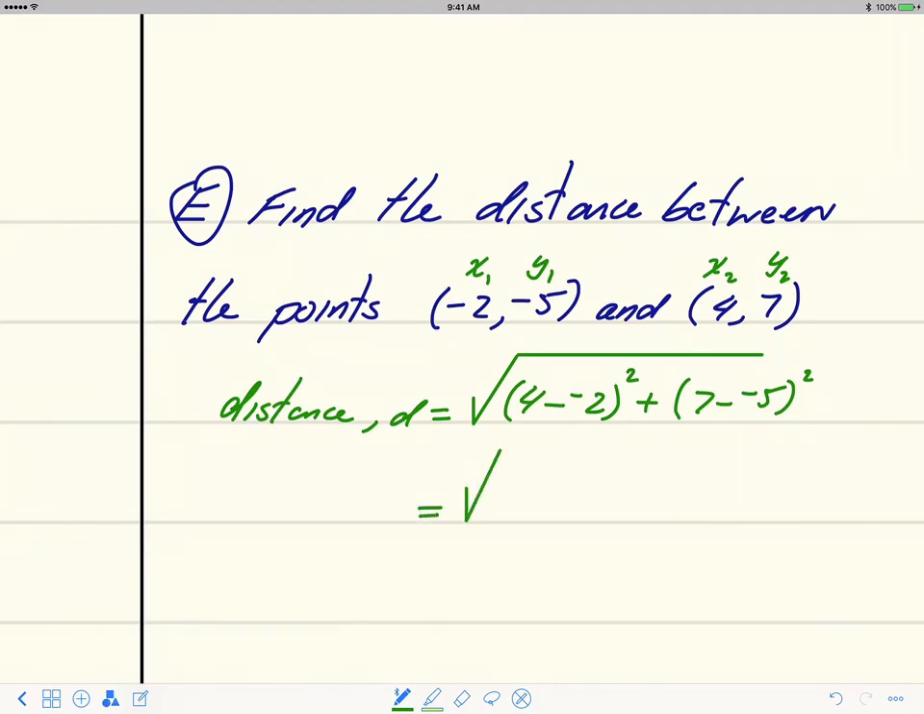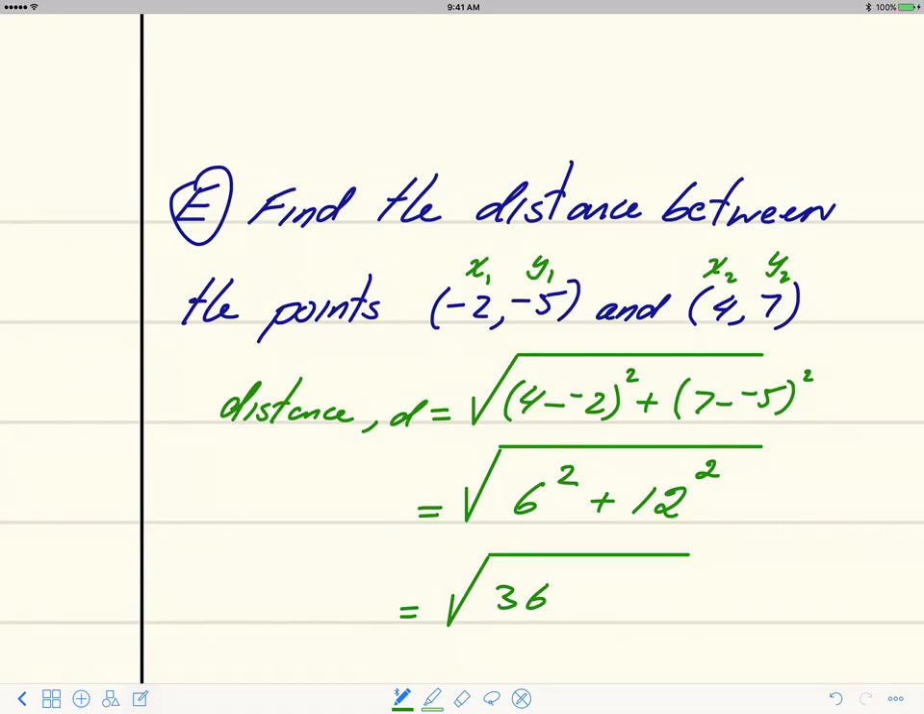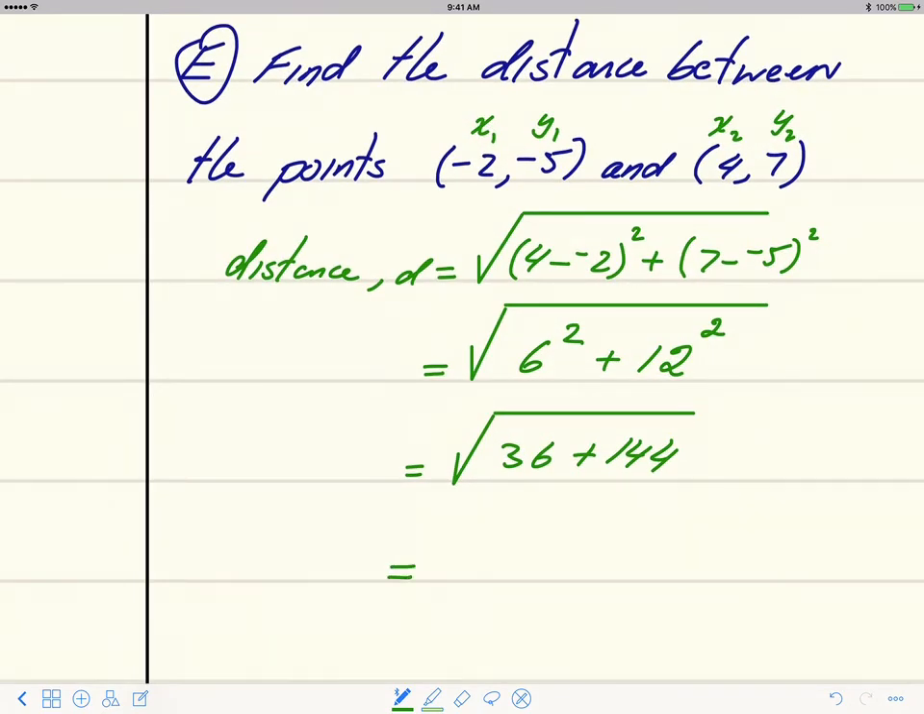Okay, so let's compute the quantities in the parentheses. 4 minus -2 is 6, so 6 squared, plus 7 minus -5 is 12, so 12 squared. So here we get the square root of 36 plus 144. And that gives us the square root of 180.